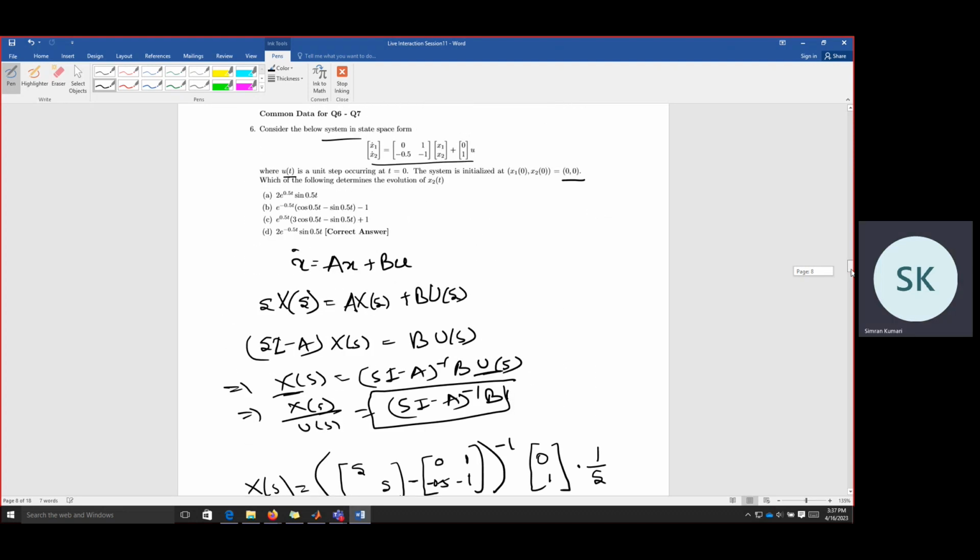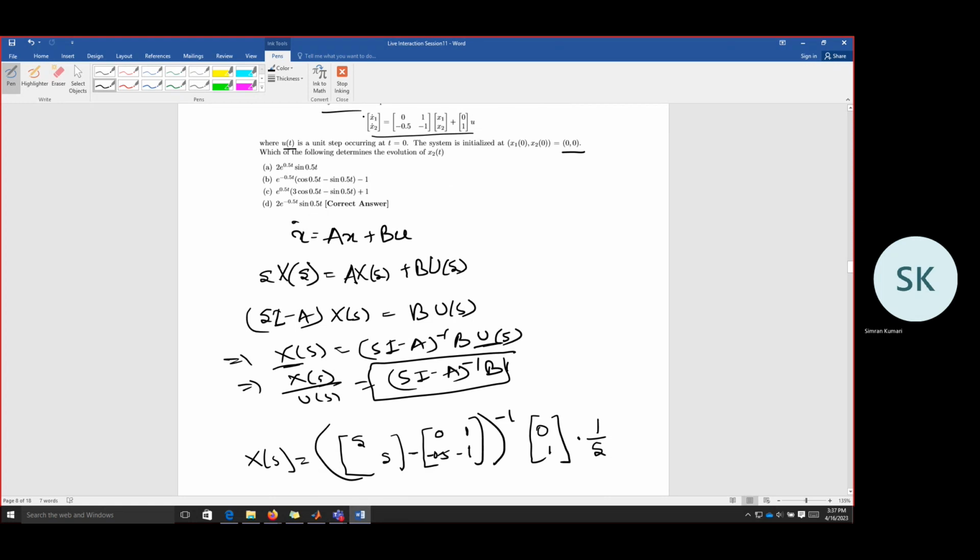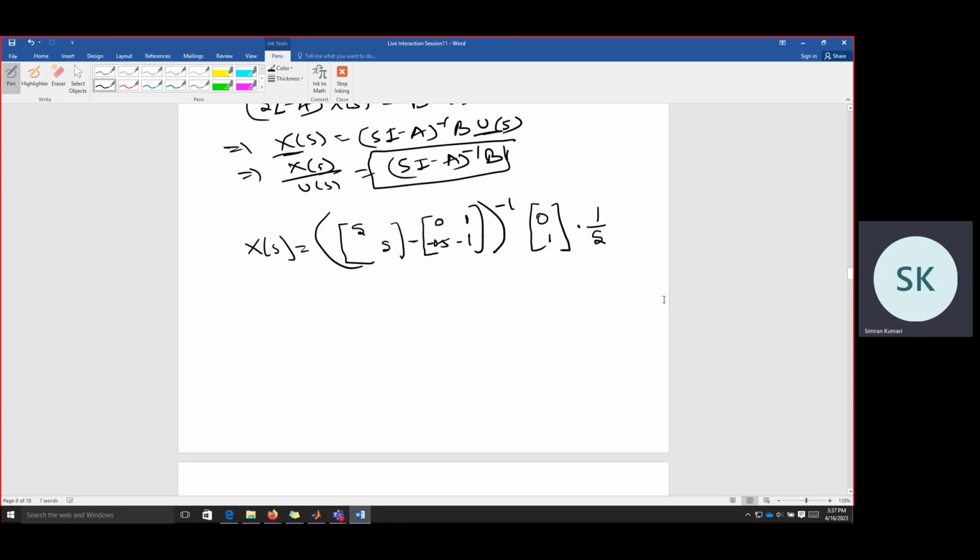Now, X(s) is a two-dimensional vector. So this transfer function should be a matrix with 2 cross 1 dimension. Now let us see. This is [s, minus 1; 0.5, s plus 1] inverse, times [0; 1], and 1 by s. We'll find the inverse of this one.